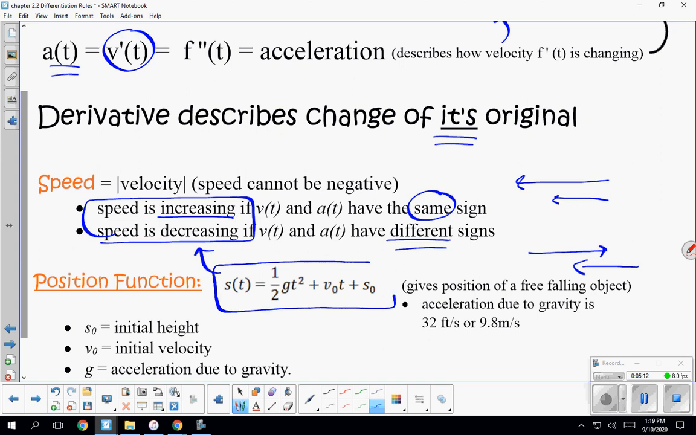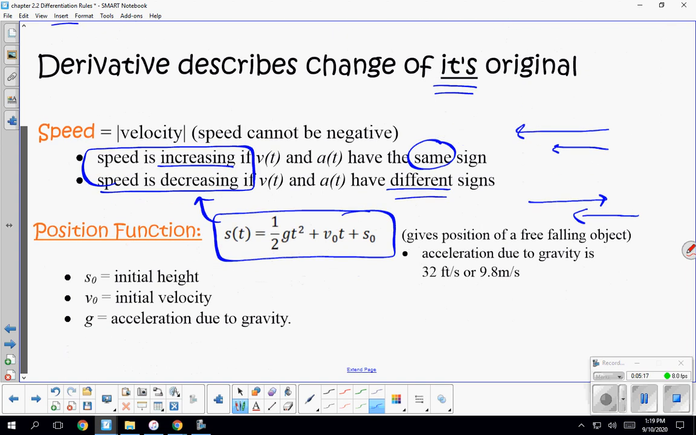This is our position function. You've seen this all throughout middle school and high school. Just know that S0 is my initial height. That goes here. Initial velocity goes here. And this is going to be half of whatever acceleration due to gravity is. This you've probably seen in physics. If we're using feet, we use 32 feet per second. Sorry, that's per second squared. Typo.